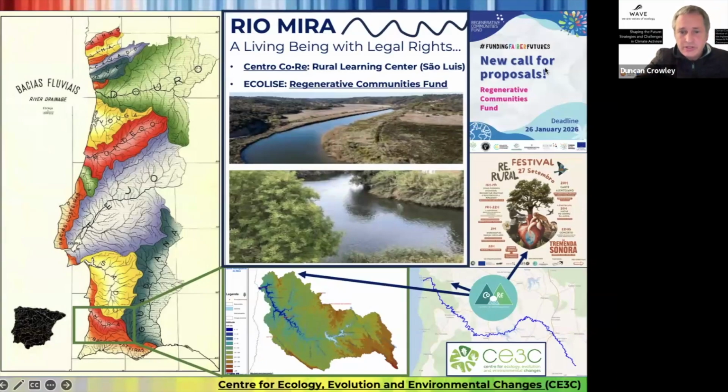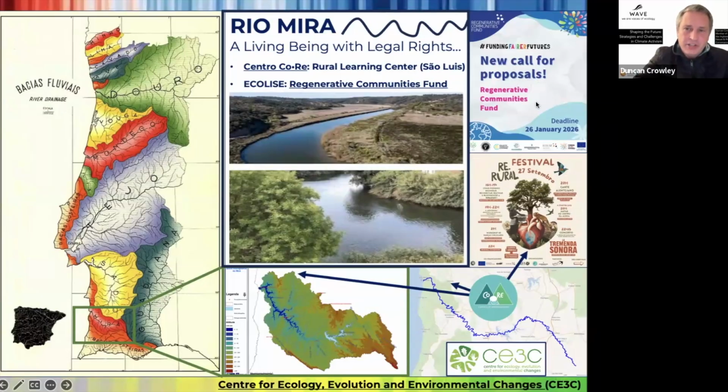It's very new. It's with the C3C group from the Ecology group in Foucault. There's a group down there, the core group. They're linked. Central Core is a rural learning center in San Luis. So you can just see there, it's at the very edge of the basin, the river basin.